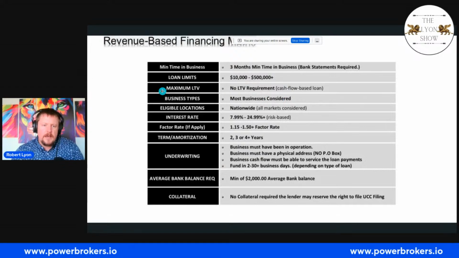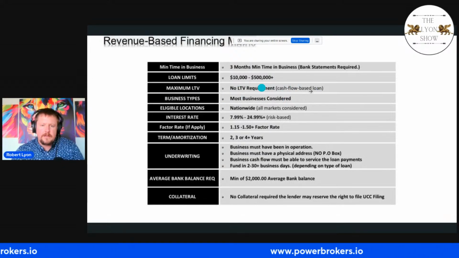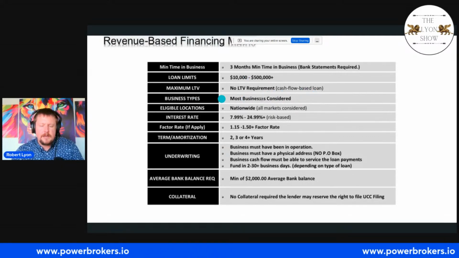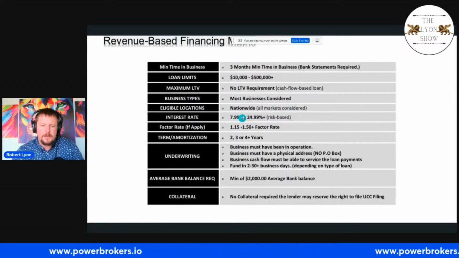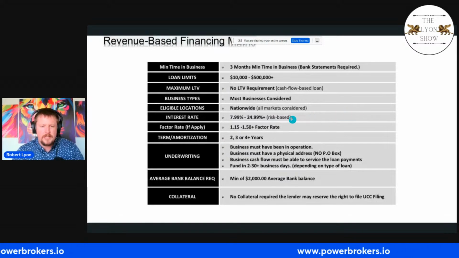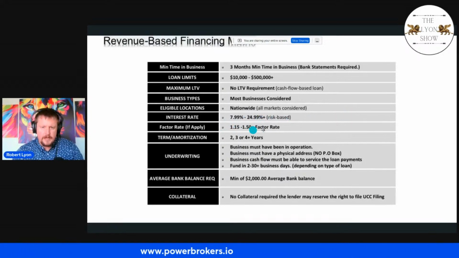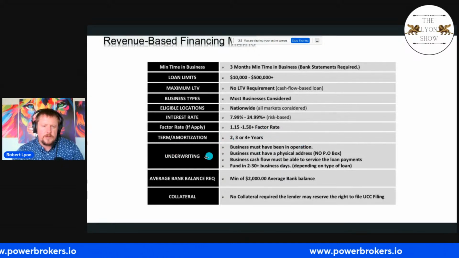All right. Lifetime value, no lifetime value required. Most businesses are considered for these kinds of things because, again, it's based on your revenue, right? You can find these loans nationwide. The interest rate typically depends from 8 to 25%. I would never recommend getting a 25% loan. That's just crazy. The rate can be factored. The term, either 2 years, 3 years, 4 years plus.